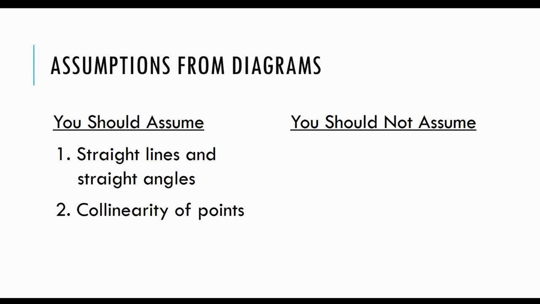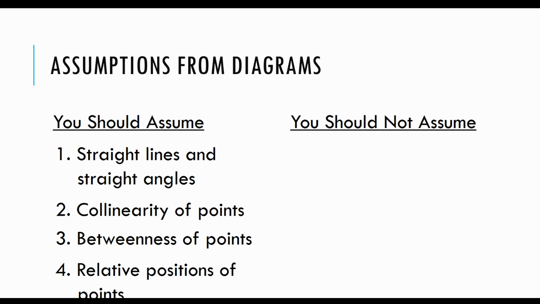If I look at a diagram, I can say, okay, I'm not going to be able to draw one line through all 3 of those points. Those points are non-collinear. Betweenness of points, because remember, betweenness of points connects to that concept of collinearity. If I can assume collinearity, I can assume, yes, this point is in between 2 others because they are collinear. And the relative position of points. So meaning that if I have a whole bunch of points on my diagram, I can say, okay, this point is to the left of this one, or this point is above this one.